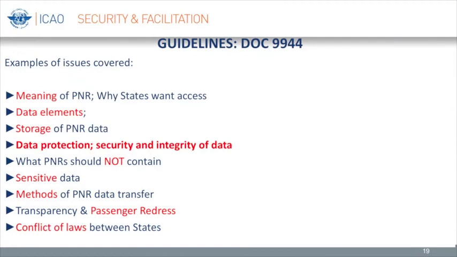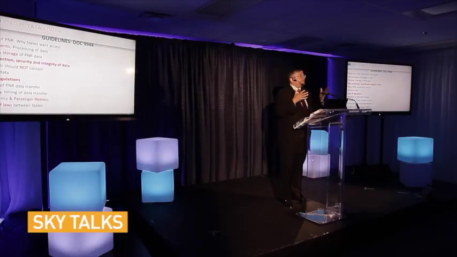Now all this is considered sensitive data, and that is why the guidelines go into detail and talk about the security and integrity of data. The guidelines say what a PNR should not contain. A PNR should not contain, for example, the marital status of a passenger, the political views of a passenger, or information on the sexual orientation of a passenger, because that information is not needed for the airline to service the passenger. So these details should not be contained in a PNR.